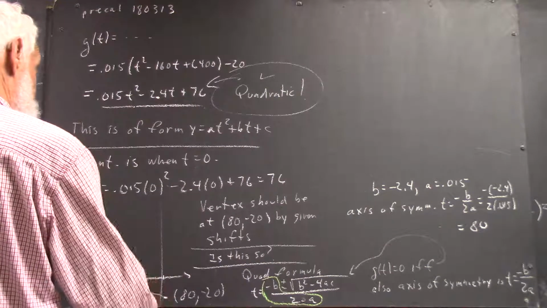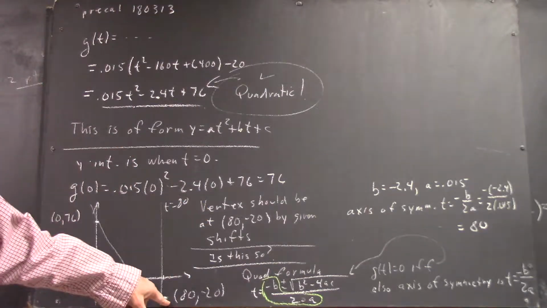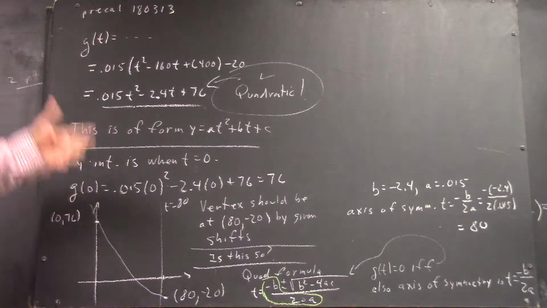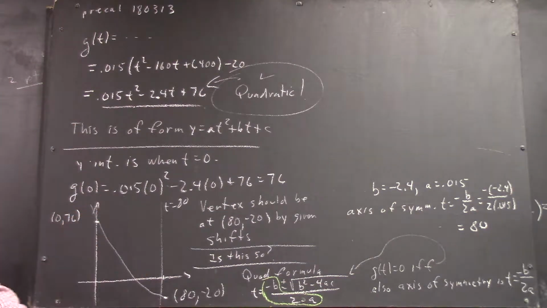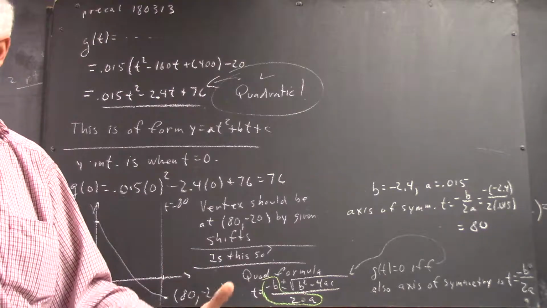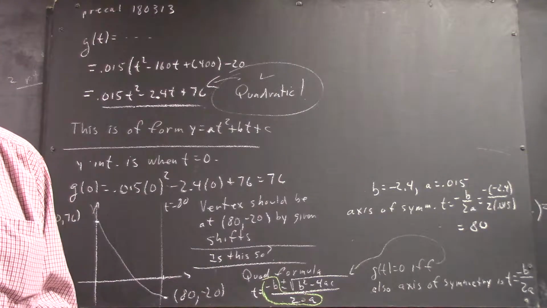So here's your axis of symmetry. T equals 80, and by darn, this point is on it. Okay? Make sense? So everything comes full circle. There's a lot of neat stuff that comes together when you actually study quadratic functions, okay? So that's where we are.